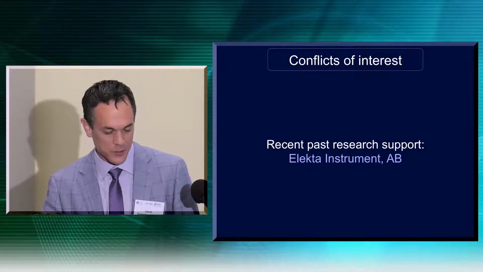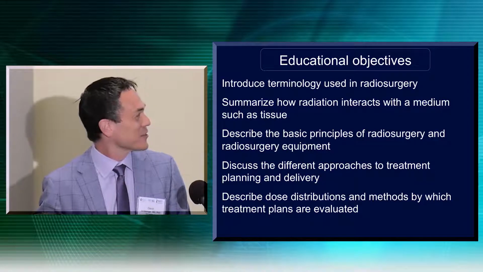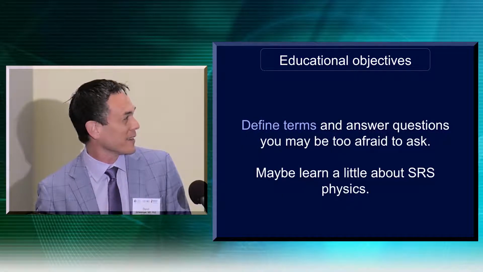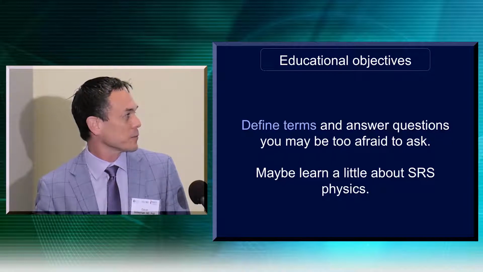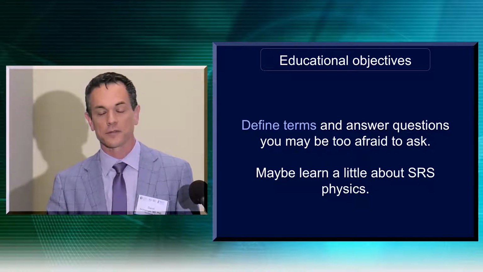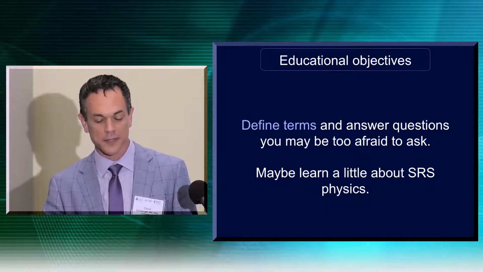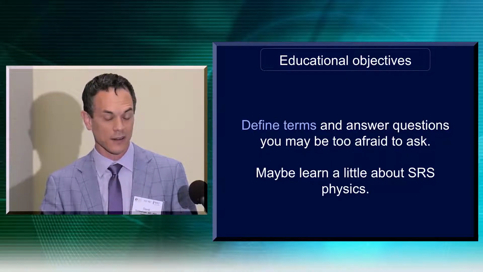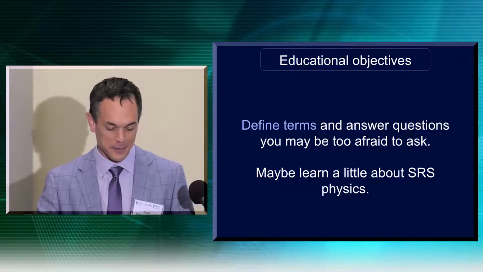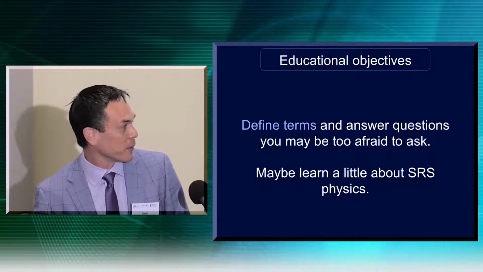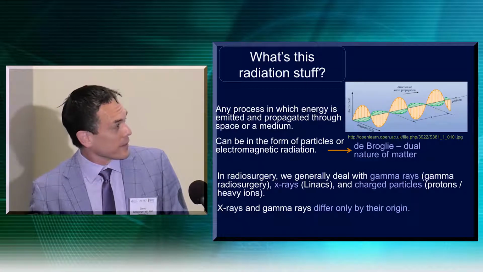Okay, I have a quick conflict of interest slide. I put together some educational objectives about how we're going to learn everything that you need to know about medical physics in 15 minutes. But really what's going to happen is we're going to try to define some terms and maybe answer some questions that you were too afraid to ask. So this is kind of a mixed audience, which is strange, full of radiation oncology residents that hopefully by now know a lot about radiation, and neurosurgery residents who maybe haven't had this in their training at all. So hopefully I'll be able to cover both of you, and everybody will learn something and maybe even a little bit about radiosurgery physics. So we're going to start at the beginning.